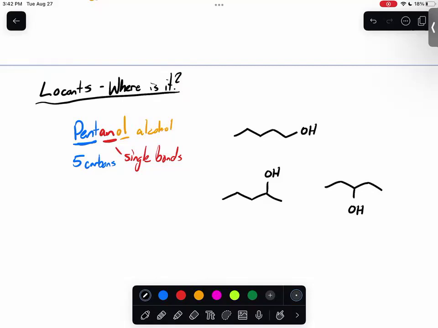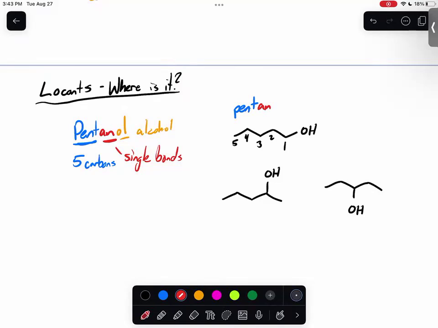So if we look at these different structures and we actually number some carbons out, essentially what we'll find is we'll start over here on the right-hand side, 1, 2, 3, 4, 5. If we were to actually name this top one here, it would technically be pent for the 5 carbons, and because we have just single bonds, an.